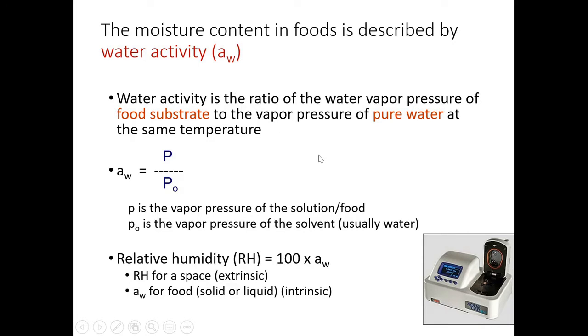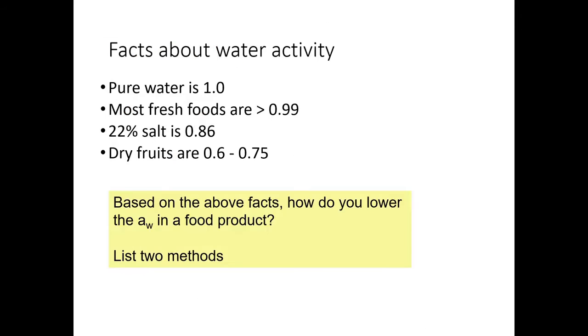So it's just the ratio of water vapor pressure of the food substrate to the vapor pressure of pure water at the same temperature. You don't really need to know that, but it's good to know it's just the moisture content in the food. So the higher this water activity number, the number is going to be based out of 1. So pure water is 1, and then anything lower than that is going to say that there's less water available inside that food product.